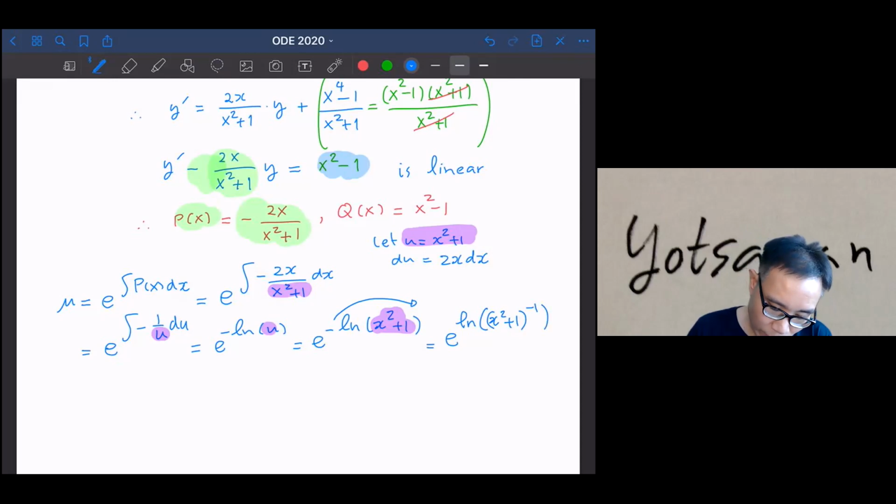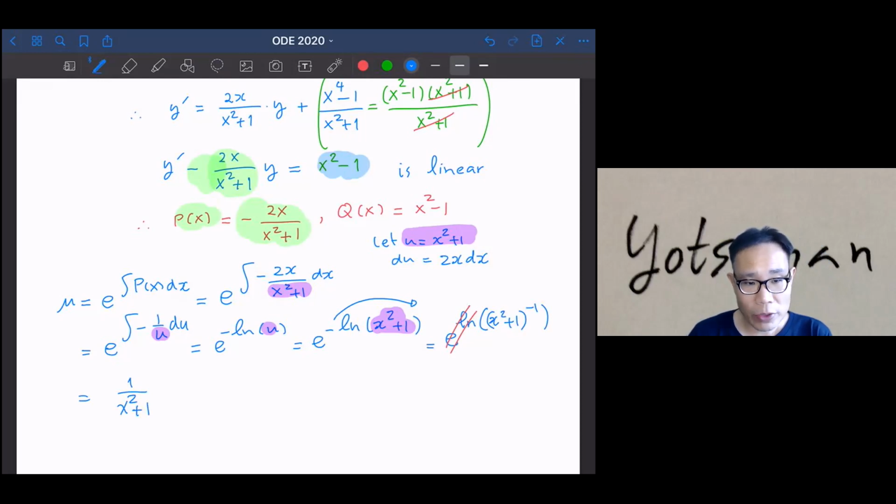And that will be your mu. So the e cancels with the log, and you get x squared plus 1 to the negative 1, which is 1 over x squared plus 1. So you get 1 over x squared plus 1 for the final answer here.